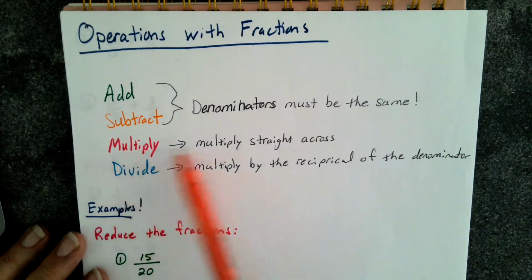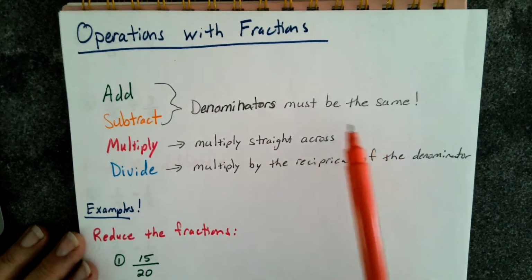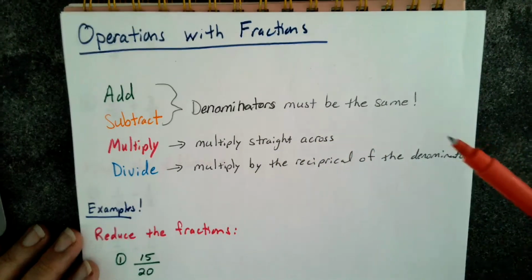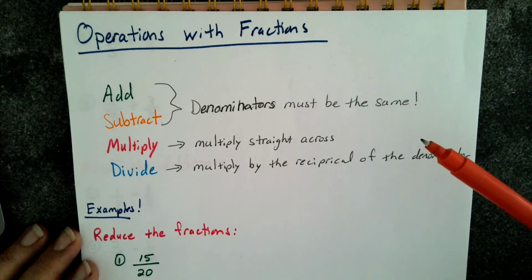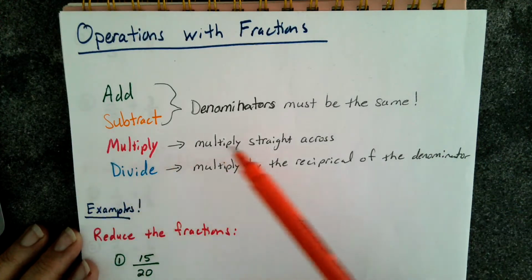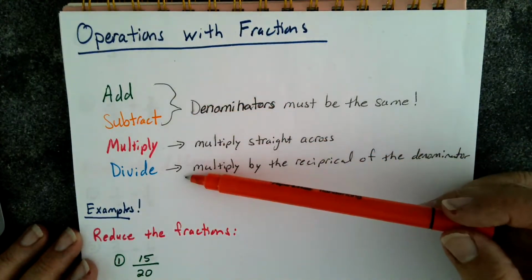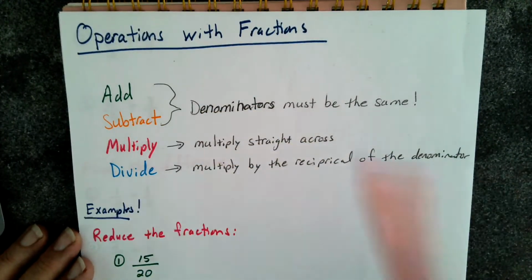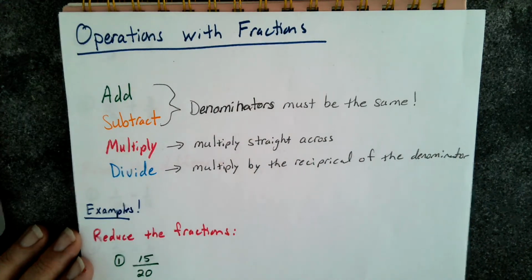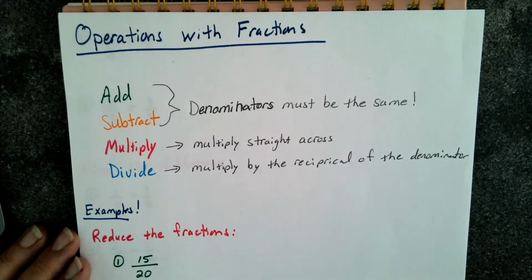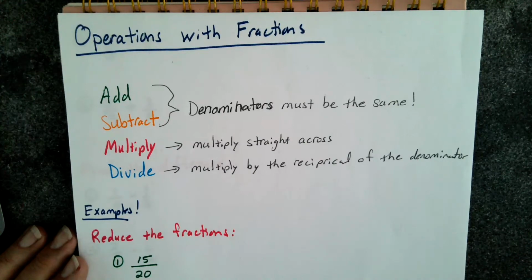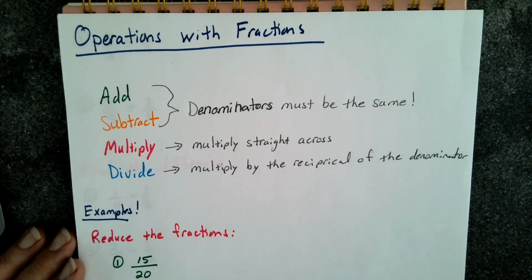When you multiply fractions, you're going to multiply straight across. So the numerator gets multiplied to the numerator and the denominator gets multiplied to the denominator. And when you're dividing, you multiply by the reciprocal of the denominator. We're going to do several examples of each of these, but I wanted you to have this written down in your notebooks first so that you can go back and read through it when you get the chance or when you're working on your homework to remember how to do it.